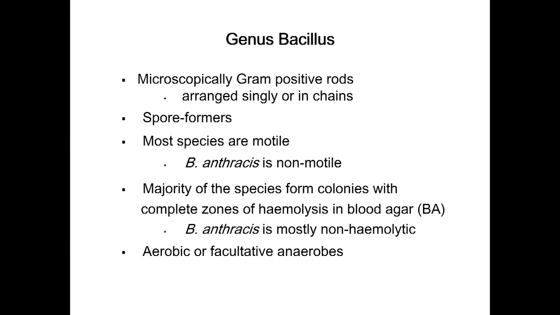So this particular one is non-motile, and then the majority of the species in that genus form colonies on BA, a medium that contains intact red blood cells. And when they grow on it, they cause hemolysis. They lyse the red blood cells around the colonies. So they are surrounded by complete zones of hemolysis, hemolytic zones. That is the majority. Again, there's a small percentage that doesn't do that, and Bacillus anthracis is one such organism. It is mostly non-hemolytic. And then they grow in air as aerobic organisms, and they can also grow as facultative anaerobes.